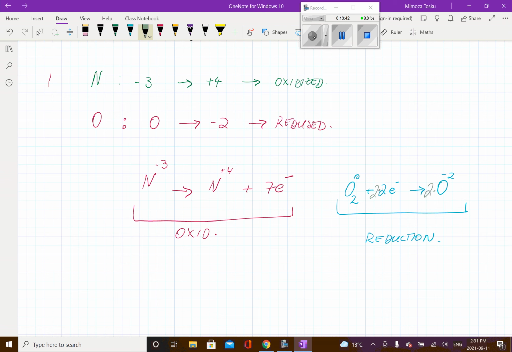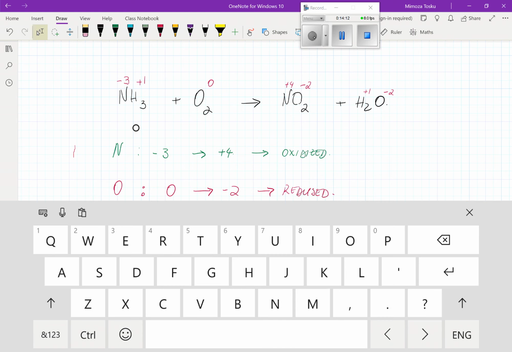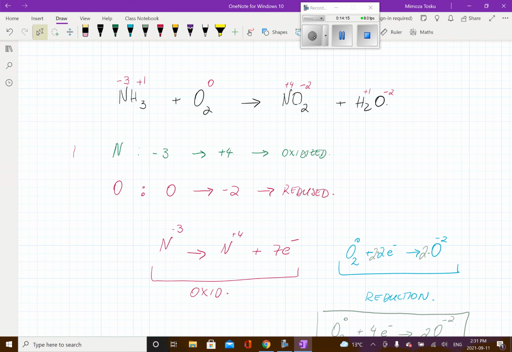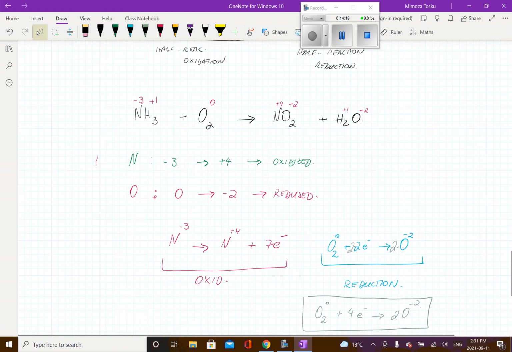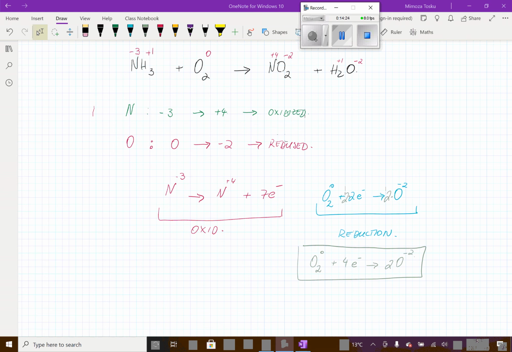So the full reduction half reaction for oxygen and for any special diatomic, we will have O2 plus 4 electrons gives us 2 ions of O2-, and this will be the final reduction half reaction for oxygen in this given equation. Now you may ask, what is happening with hydrogen? Hydrogen is not changing anything, so it is not part of the half reaction, either oxidation or reduction.